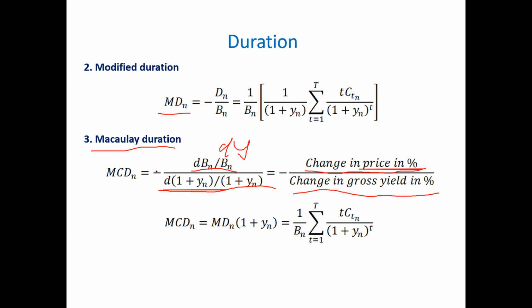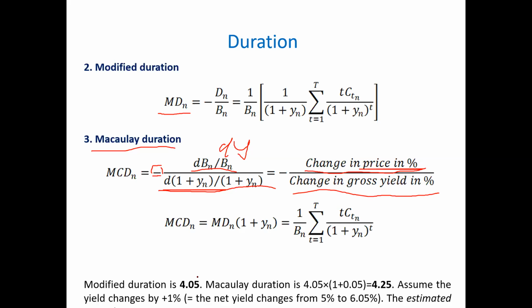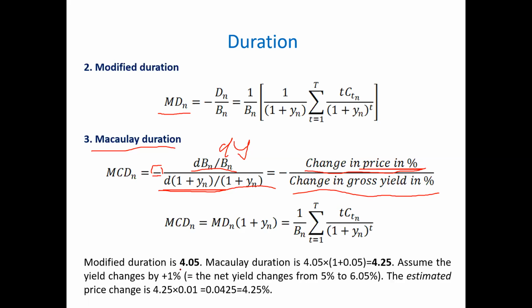And do not forget about this minus. Just like in case of modified duration, we also multiply by -1. So we do have Macaulay duration artificially positive. And here is an example again. So our modified duration was equal to 4.05. And therefore, between Macaulay duration and modified duration, you get 4.25.